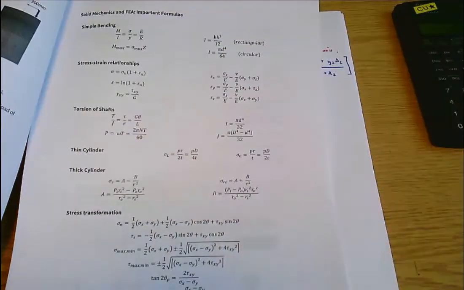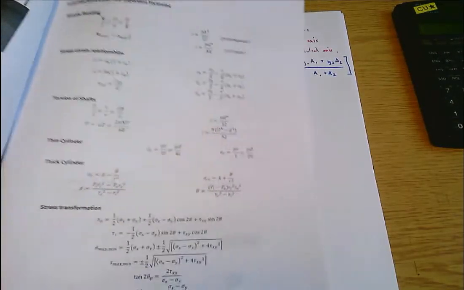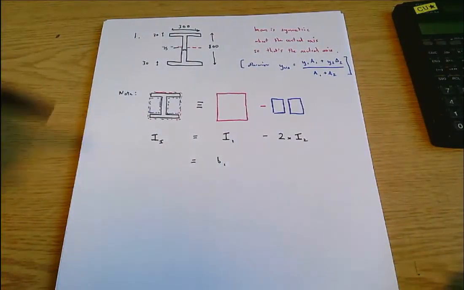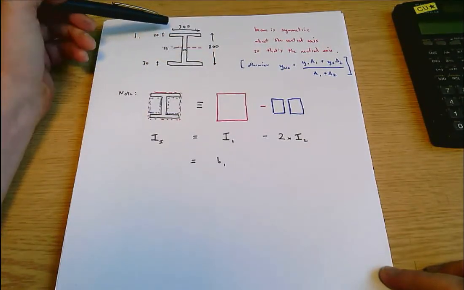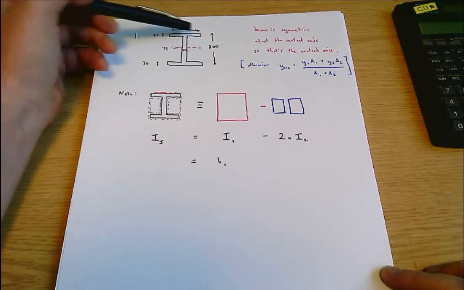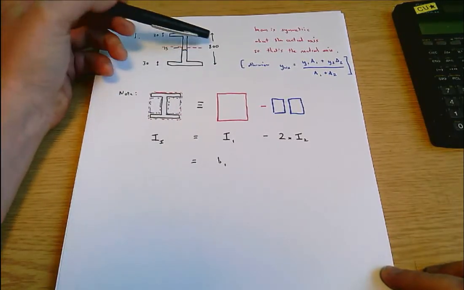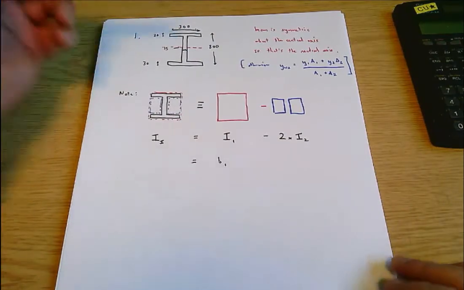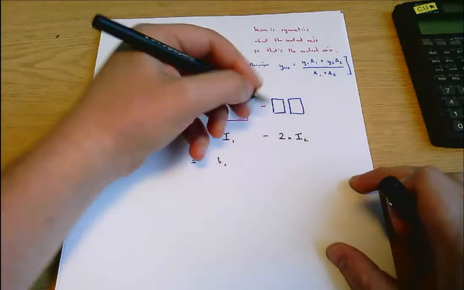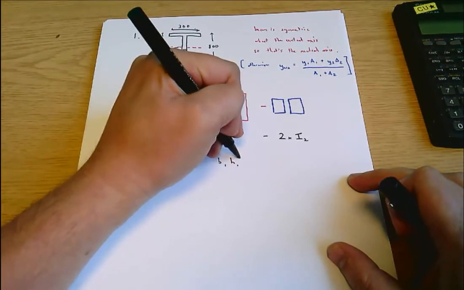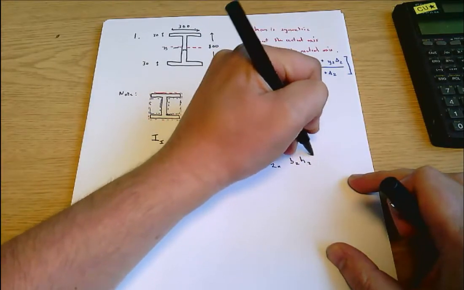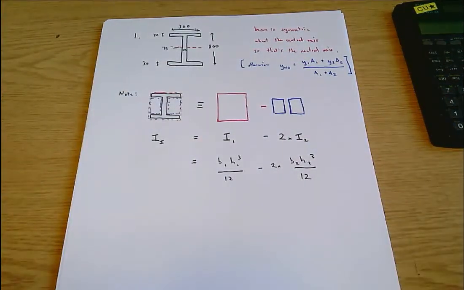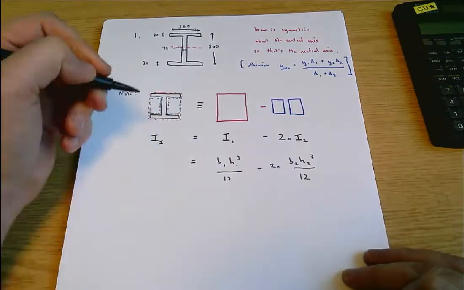We've got I equals BH cubed over 12 for a rectangular section. And in this case, remember that h is the dimension that crosses the neutral axis, b is the dimension that is parallel to the neutral axis. So our h is 800 millimeters and our b is 300 millimeters. We'll come back and put that information all in. But now we're well underway to finding the second moment of area for this section.